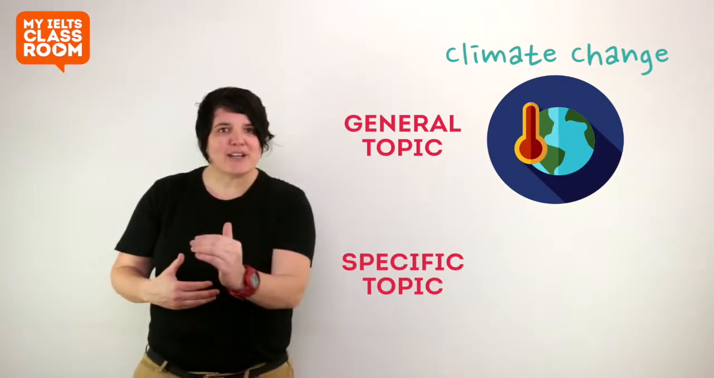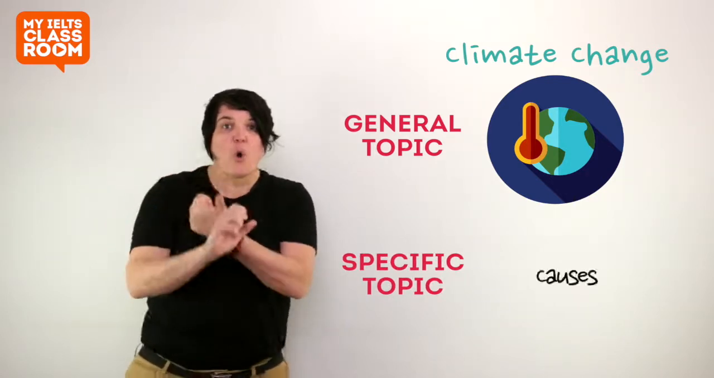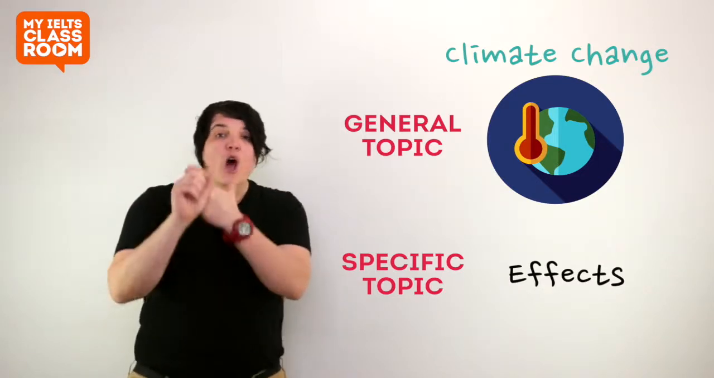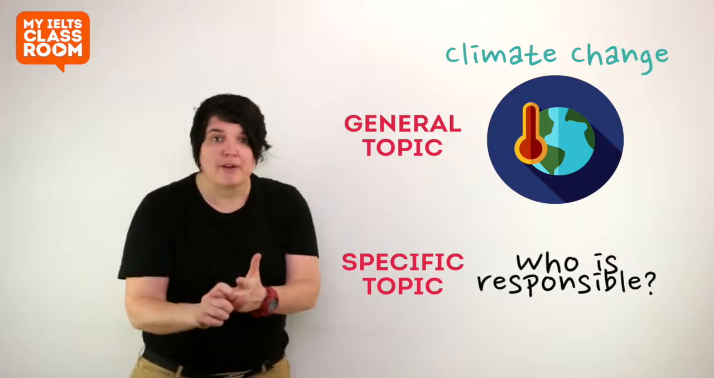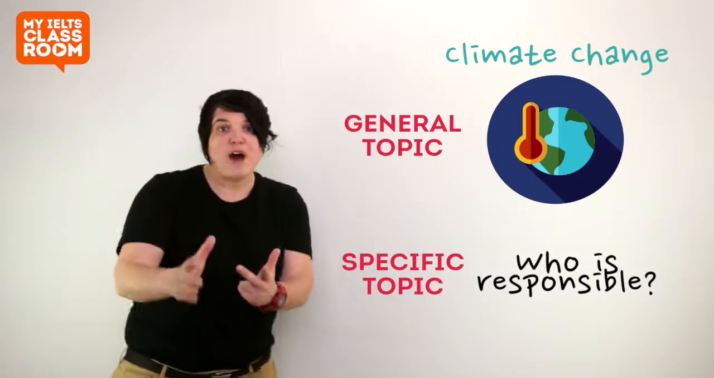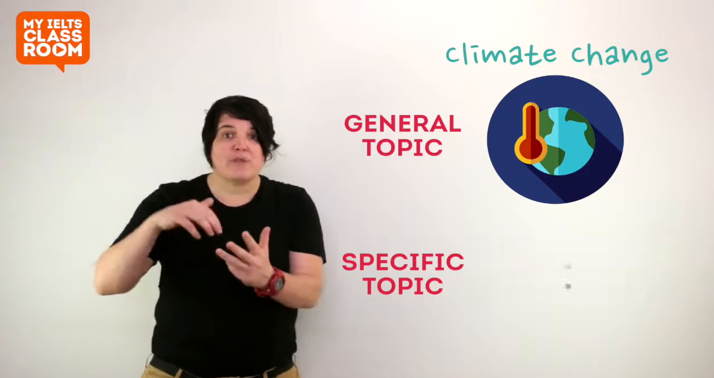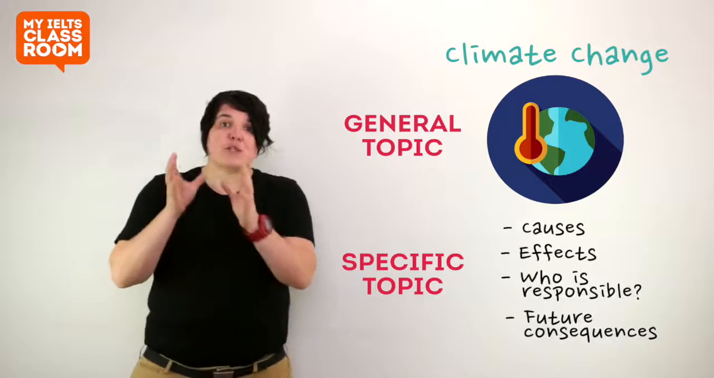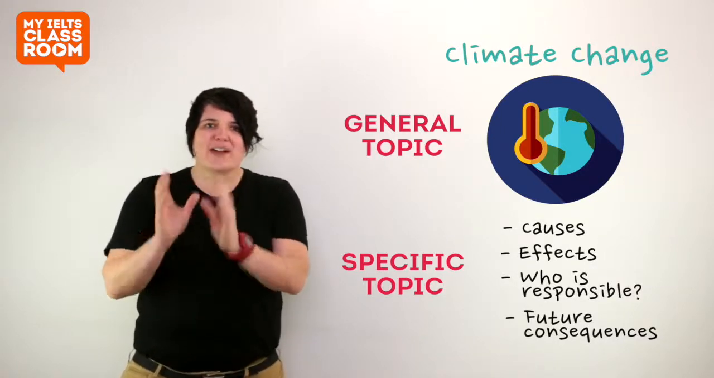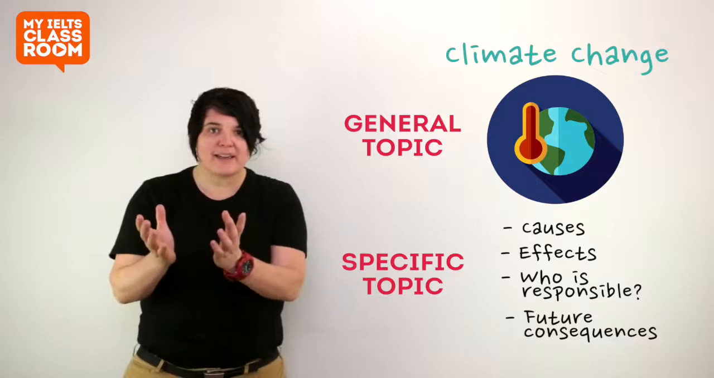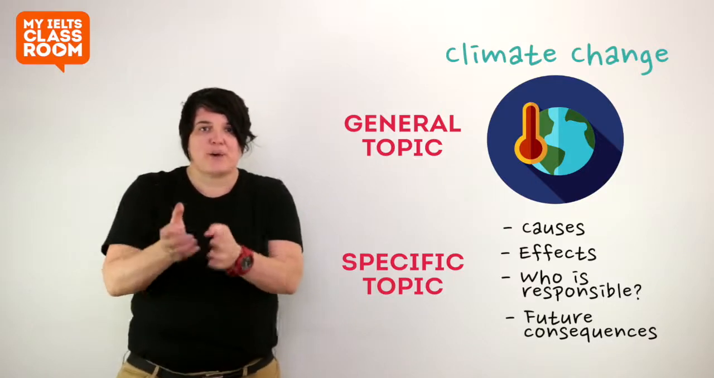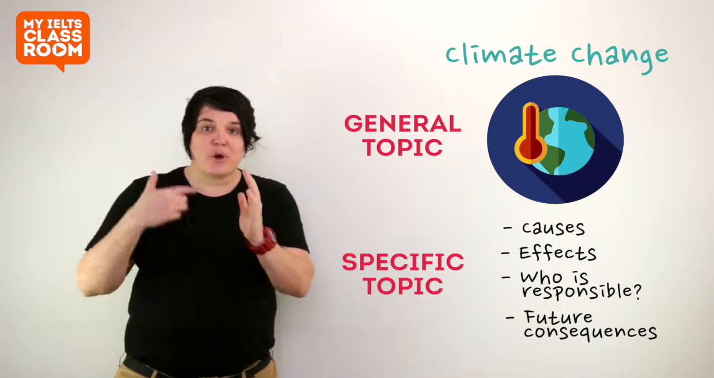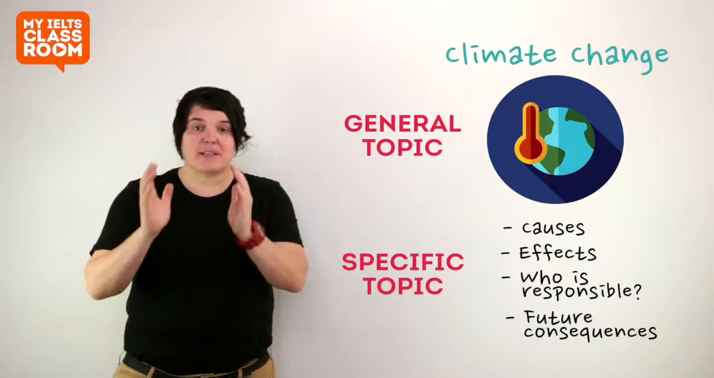So for climate change, they might ask you about the causes of climate change, the effects of climate change. They may ask who is responsible for climate change, individuals or the government. They might ask you about the future consequences of climate change. These are all different specific topics. So as you can see, for one general topic, there can be different specific questions. In this way, the IELTS exam recycles general topics but never repeats specific topics.